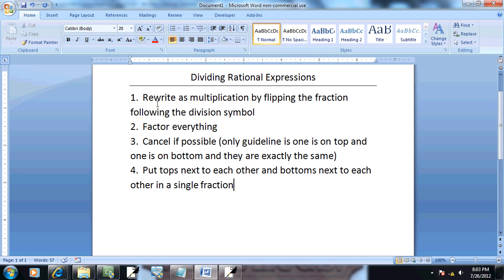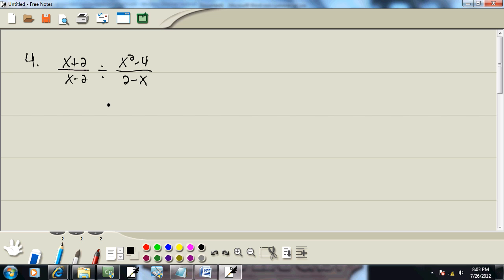Okay, first thing we'll do, rewrite as multiplication by flipping the fraction following the division symbol. So this is step 1. x plus 2 over x minus 2 times 2 minus x over x squared minus 4.